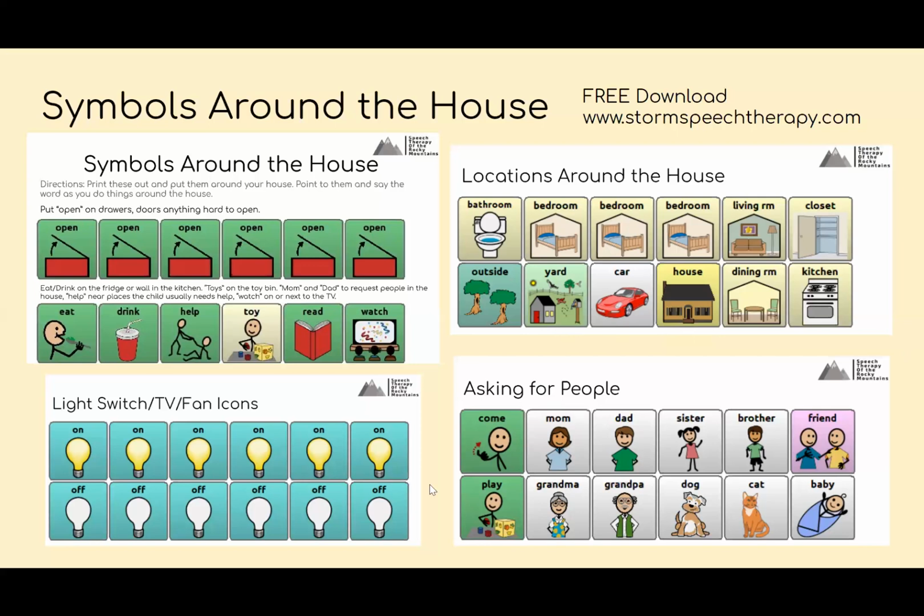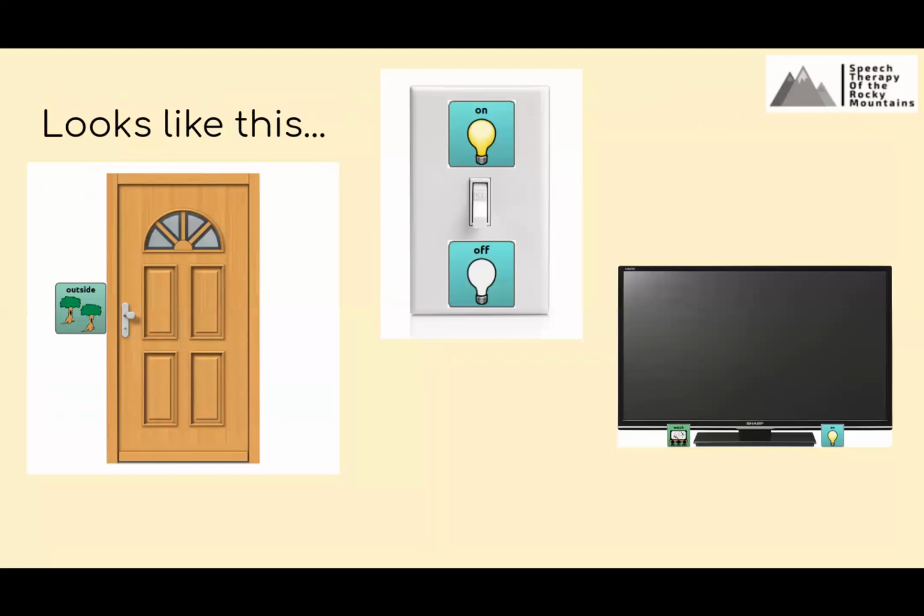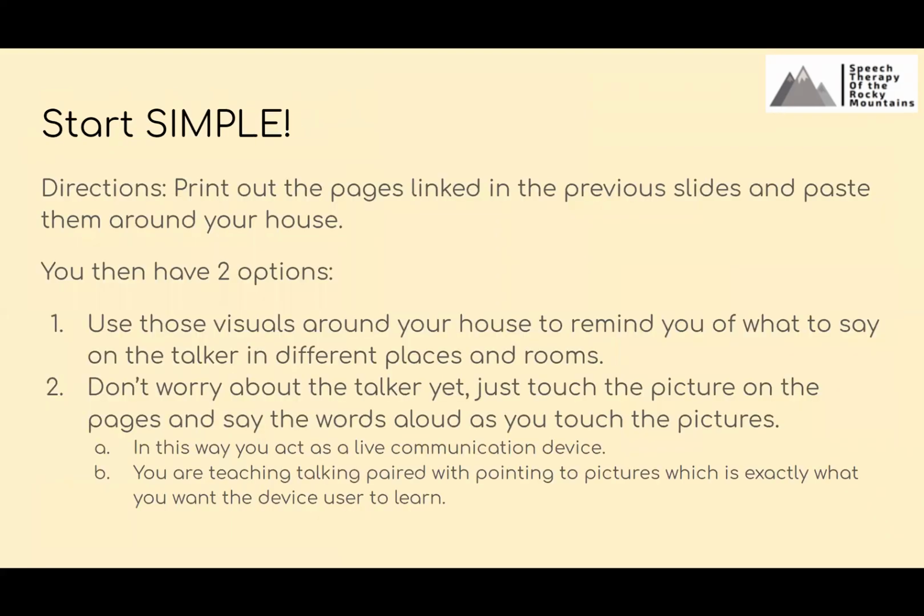Let's see. And then I have one more page for asking for people. So come and play are things you might want to do with these people. And then these are people you could help request to come over. Like, oh, let's have dad come and see what we made with our Play-Doh, or see the cool train track we made. So here are some examples. You've got outside next to the door, on off next to the light switch, and watch and on right next to the TV or on the TV.